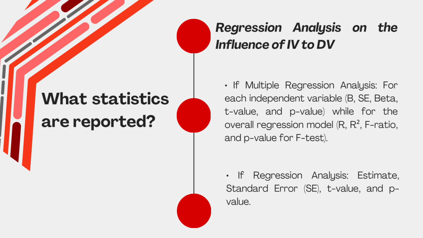influencing the DV. If the estimate is positive, it means that as the independent variable increases, the dependent variable also increases. If the estimate is negative, it means as the independent variable increases, the dependent variable decreases. And that is for the first question, what statistics are reported?